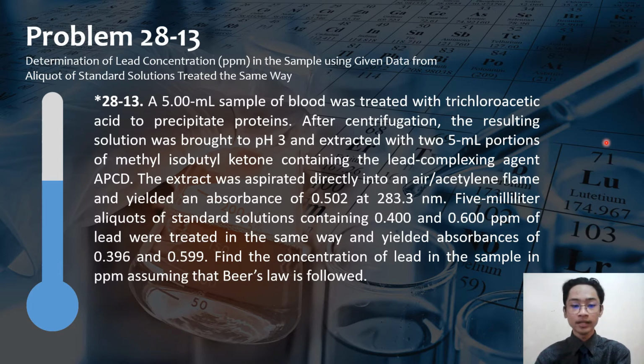5 milliliter aliquots of standard solutions containing 0.4 and 0.6 ppm of lead were treated in the same way and yielded absorbances of 0.396 and 0.599. Find the concentration of lead in the sample in ppm assuming the Beer's law is followed.